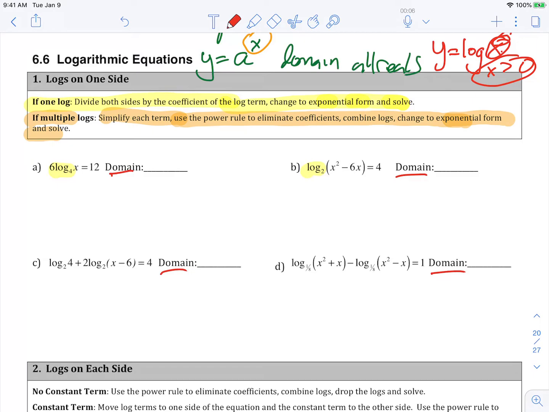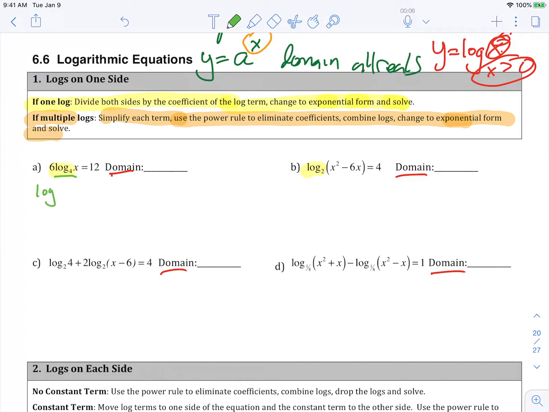Basically, with both of these, the goal is to change to exponential form, because even though some of you guys are starting to speak the language of logs and can understand what the question is really asking, it's usually a lot easier to change to exponents. So let's take a look at a, for example. We want to isolate the logarithm, so we're going to divide both sides by 6 first, okay? Or you could raise it to the other side. Let's just divide by 6.